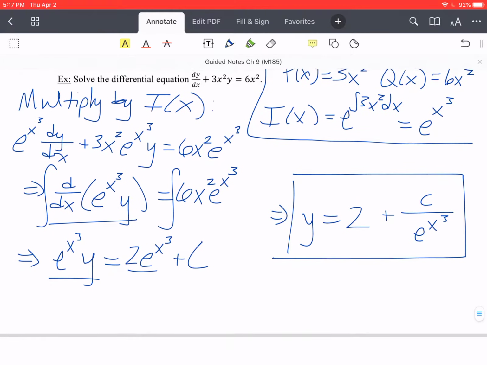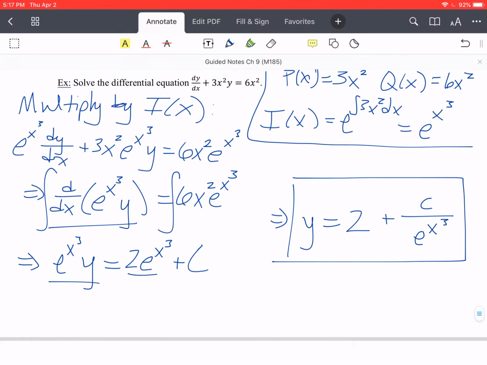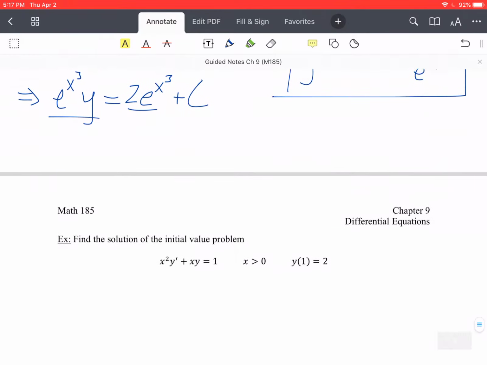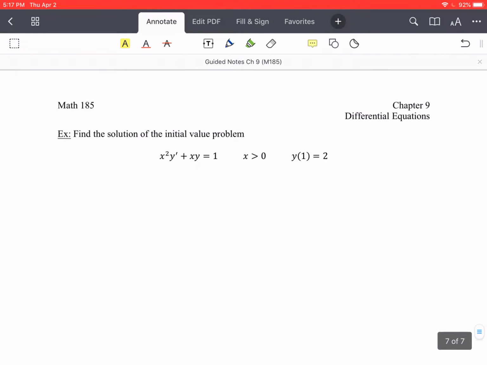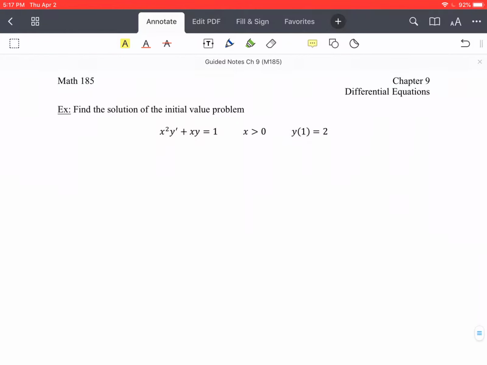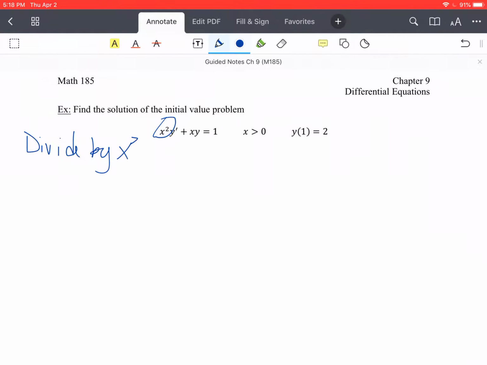Okay. So let's go ahead and look at another example. Find the solution to this initial value problem. So for this one, the first thing we have to do is notice that the formula that we were given, we always have to have y prime with no coefficient on it. So in order to use this process, we have to divide by x squared to put it in standard form.